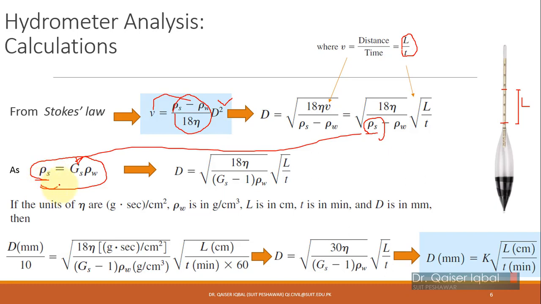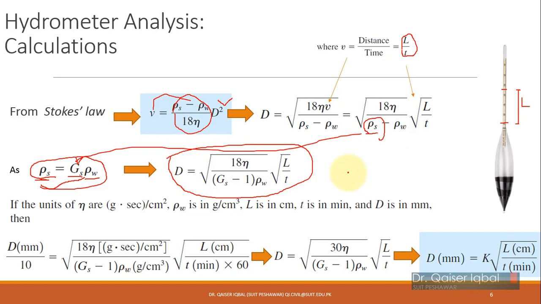So shifting this density of water to the other side of the equation, density of soil solids is equal to specific gravity of soil solids times density of water. Replacing this into the equation and taking rho w common, this will be Gs rho w minus rho w. So rho w is common, and you will have (Gs minus 1) times rho w. This is the equation you got to determine the size of the particles within the soil which are settling according to Stokes' law.